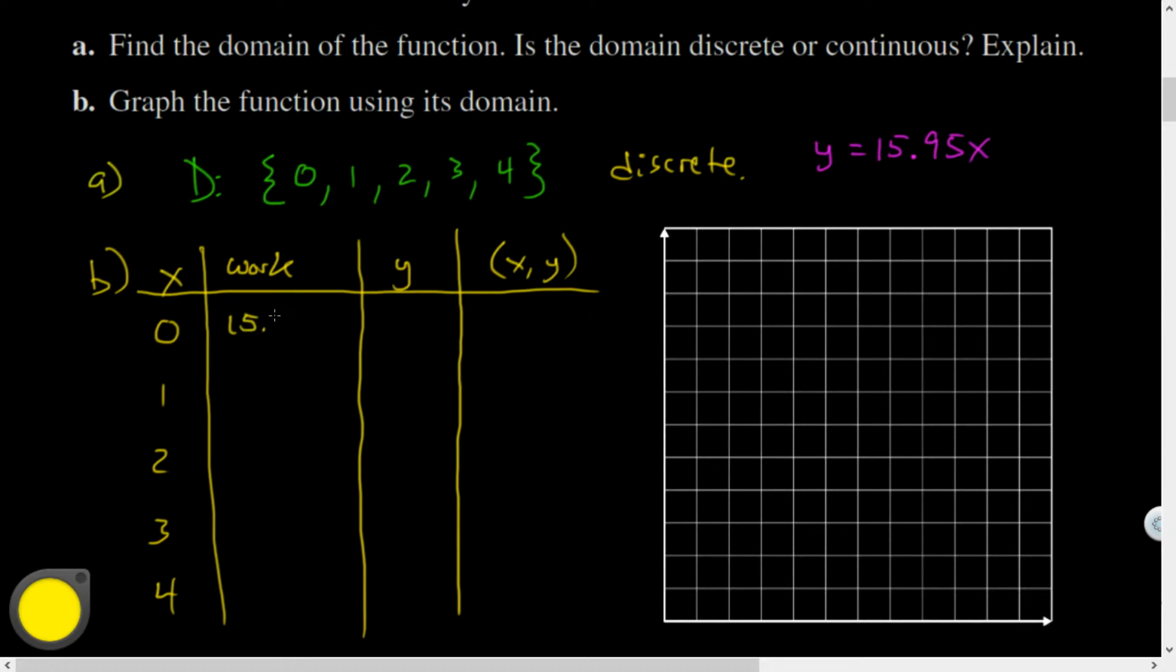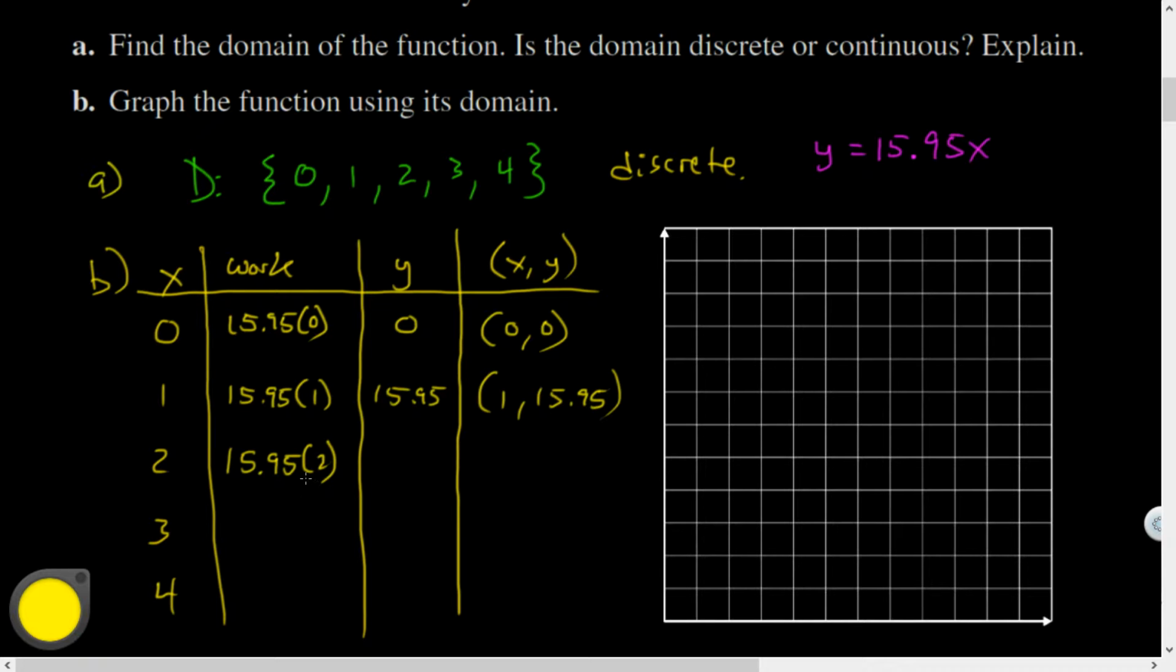So 15.95 times 0 is equal to what? 0, that's easy. So as an ordered pair, that's 0, comma 0. All right, 15.95 times 1 is going to be 15.95. And that means 1, comma 15.95 will be our value. Let's see, plug in 2, so I'll have 15.95 times 2. And in case you guys didn't know, that's 31.9. That's 2, comma 31.9.